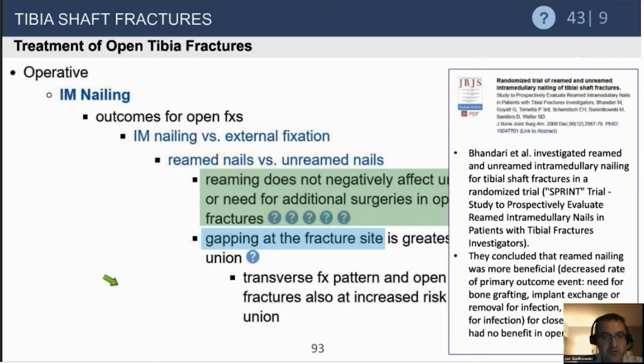So as we move forward here, we looked at a randomized trial of reamed and unreamed intramedullary nailing of tibial shaft fractures by Bhandari and Tornetta. You can see that they investigated reamed and unreamed nailing for tibial shaft fractures in the SPRINT trial, okay? They concluded that reamed nailing was more beneficial for closed fractures, that's key, but had no benefit in open fractures. Okay, no detriment as well, but no benefit. So this is a key study that several questions over the last several years have been based on, as we just went over one of them from the question bank.